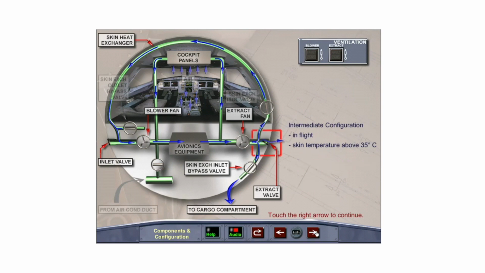In flight, with a skin temperature above 35 degrees Celsius, the avionics ventilation system will operate in the intermediate configuration. The intermediate configuration is like the closed circuit configuration, except that due to the high skin temperature, some of the extracted air is discharged overboard through a small flap in the skin air extract valve.